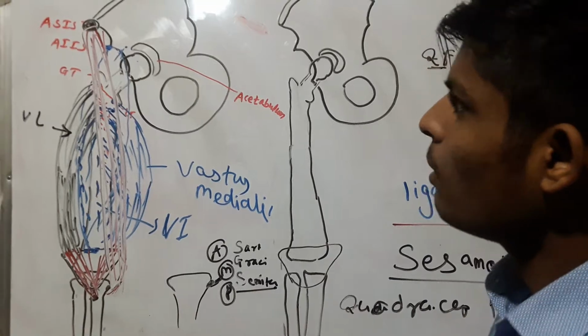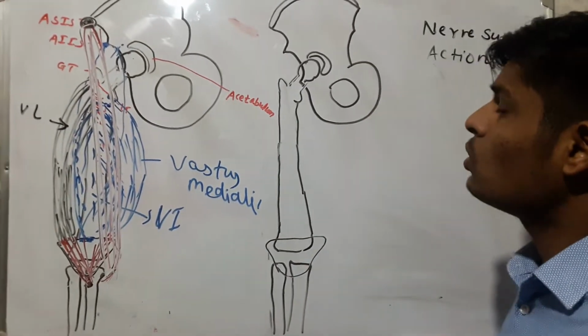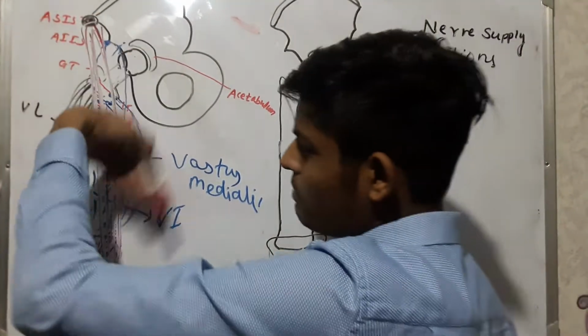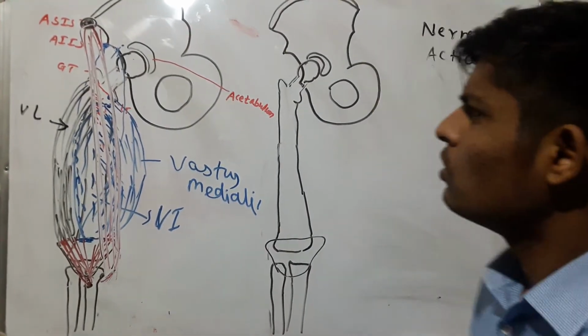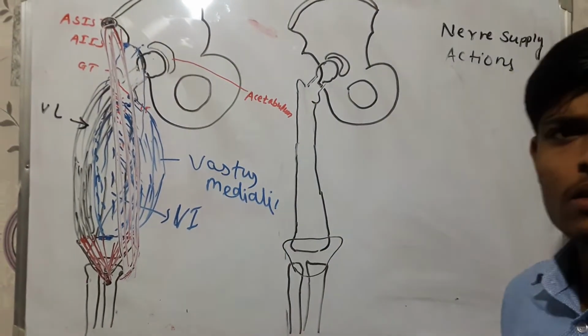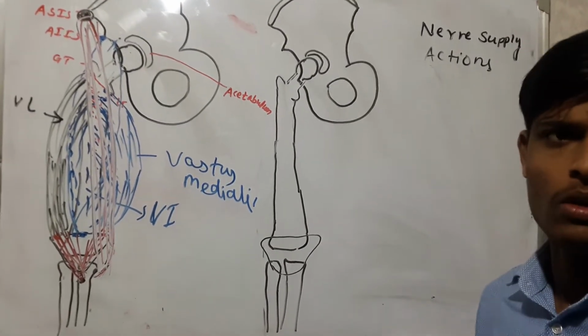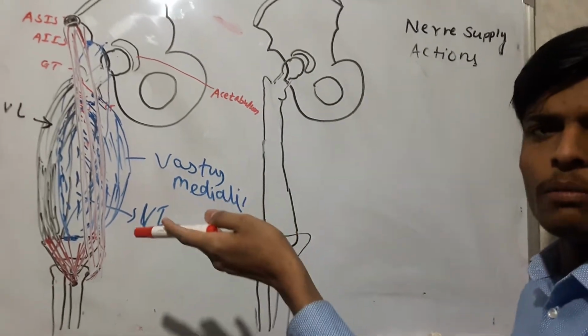Now about the nerve supply of these muscles. For nerve supply, we know which is the chief nerve of the front of the thigh, that is the femoral nerve. So whatever muscles are present in the front of the thigh, sartorius and quadratus femoris, all these muscles are supplied by the femoral nerve. So just remember, sartorius is supplied by the femoral nerve. We already discussed that point also.